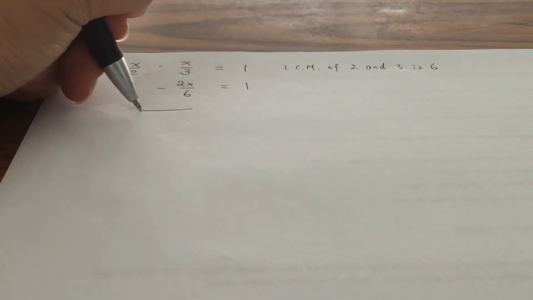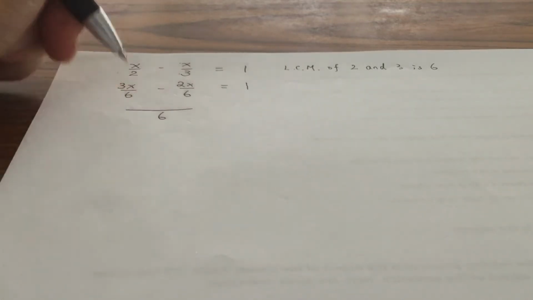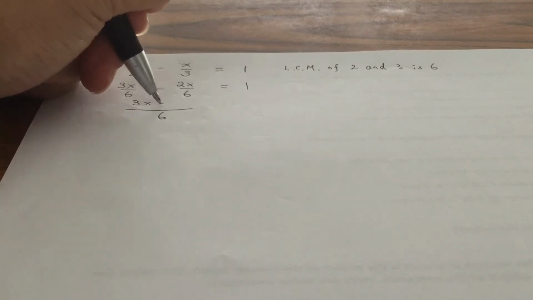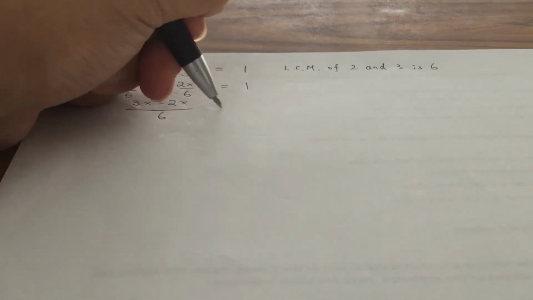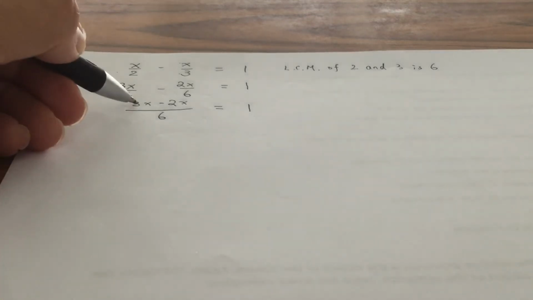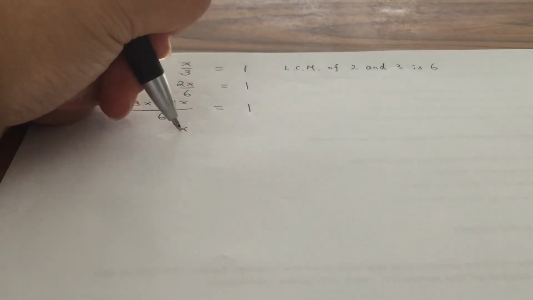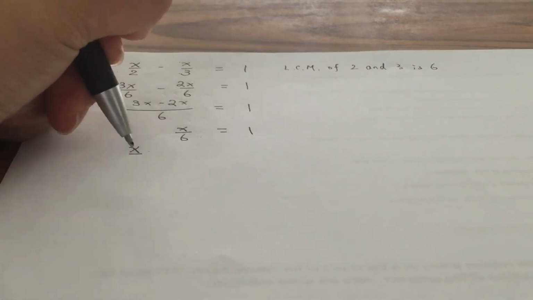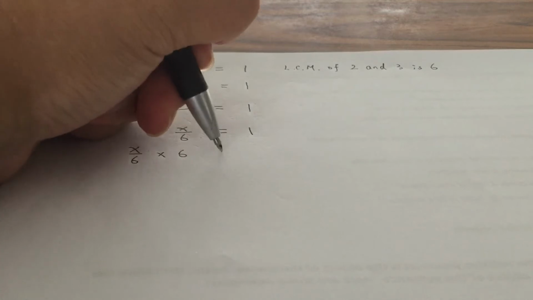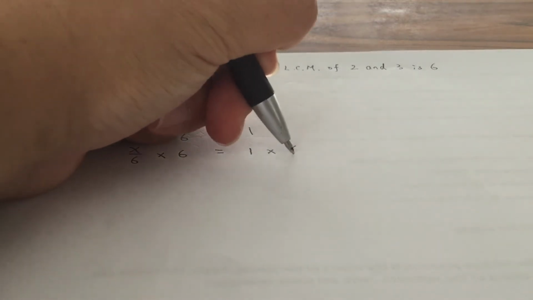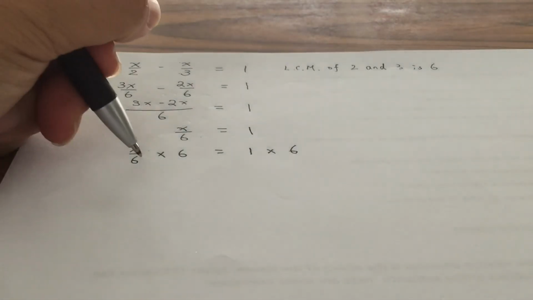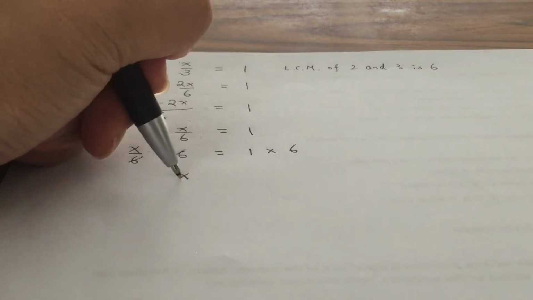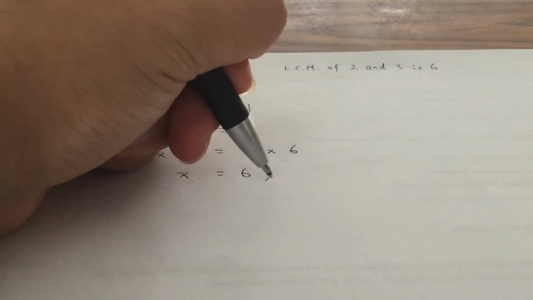Okay, after this, we will make the denominators the same one, that is 6, with the 3x - 2x = 1. After that, 3x minus 2x, you will get x/6 = 1. After that, you times 6 for both sides. So you can do the cancellation and then x will equal 6.